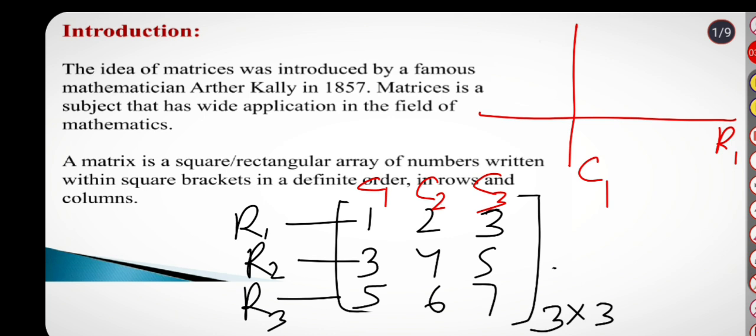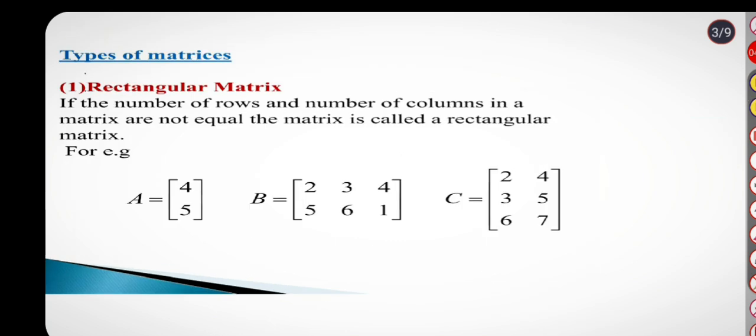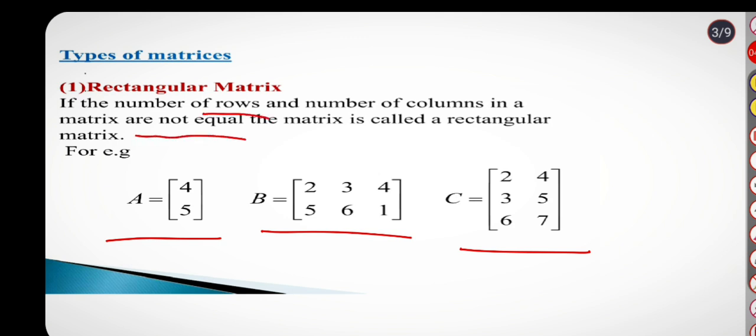Now we will go to the types of a matrix. There are some types of matrix. Firstly, a rectangular matrix, where you can see in an example that A is rectangular, B is rectangular, C is rectangular. If the number of rows and number of columns of a matrix are not equal, that is, the order of the matrix is not equal, then we can say that this is a rectangular matrix.